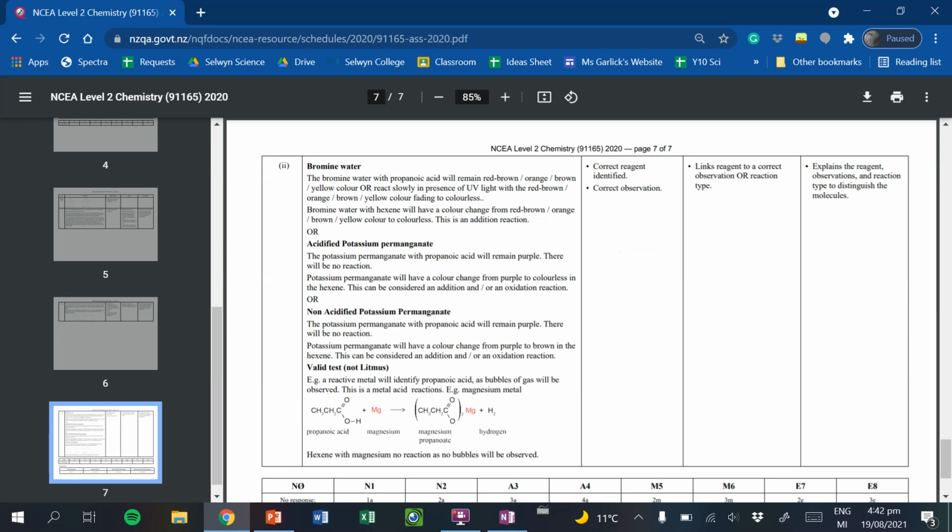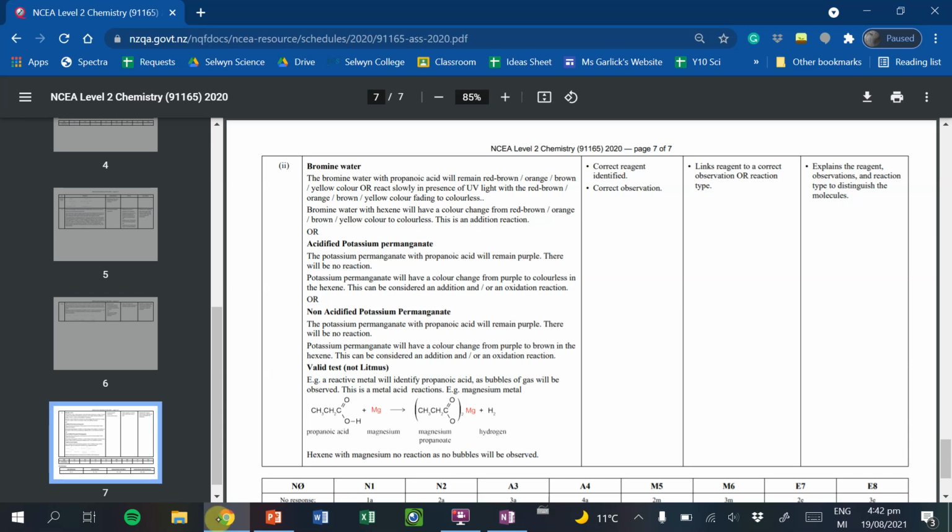Again, be mindful for the excellence. You need to explain your reactant, your observations, and the type of reaction to distinguish the molecules. That basically means you have to answer both parts. For this one here, you linked the reagent to the correct observation or type of reaction. It's then saying that you got one of them right instead of talking about both of them. So do be mindful with these sort of questions. Don't just think about identifying and writing up and explaining one. Explain the negative result as well, because that is part of distinguishing.